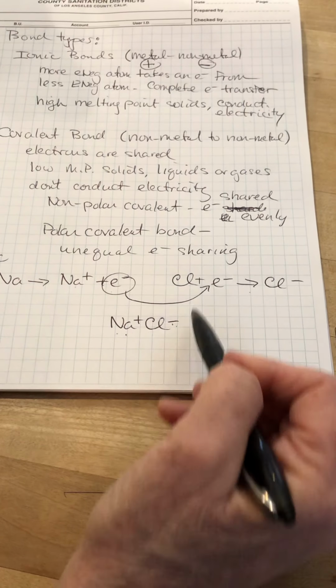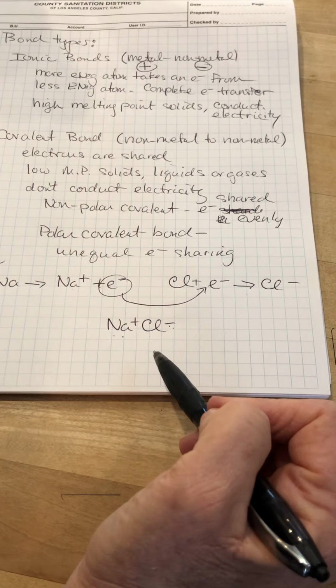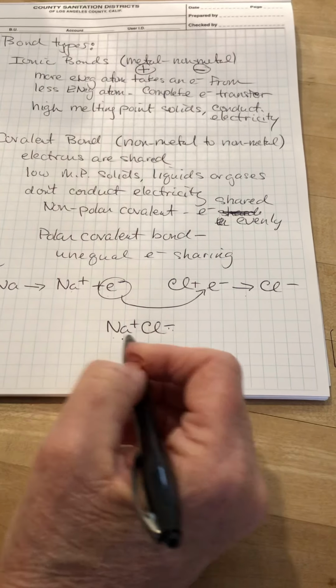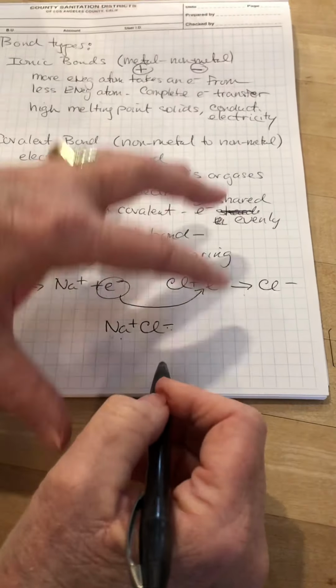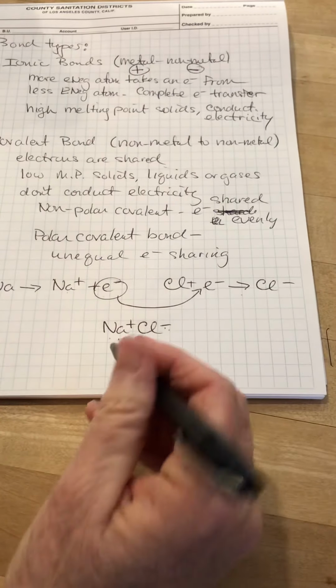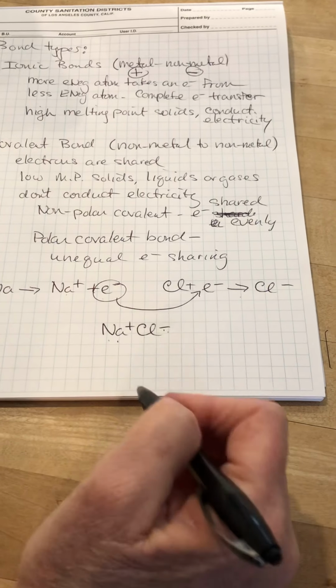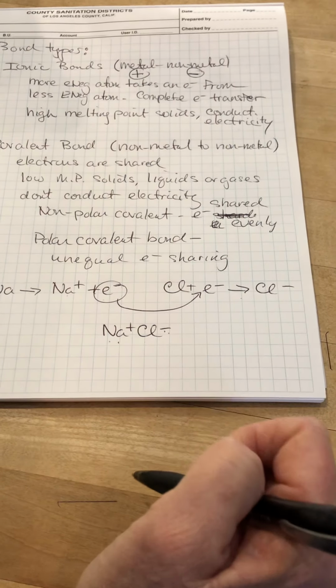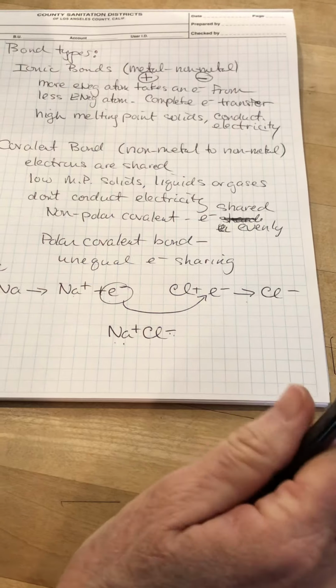They will bond in huge, huge crystals where you have many sodiums and chlorines on top and on the bottom. And everyone is bonded to 6 other atoms of the opposite type. Okay, that's it for bond types.